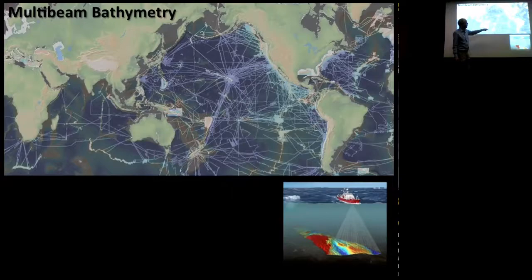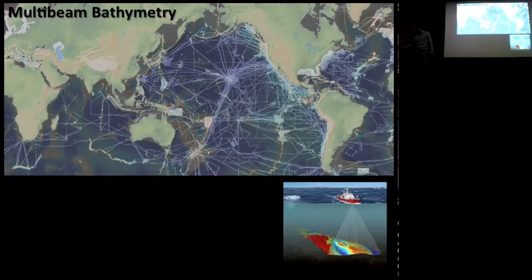The problem is that this is great. You get a lot of really good information from this. We have only been able to map about 5% of the seafloor using this method so far. So we have a long ways to go. Again, the resolution around 30, 50 meters seems to get better and better every year.